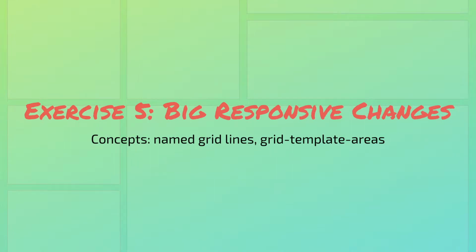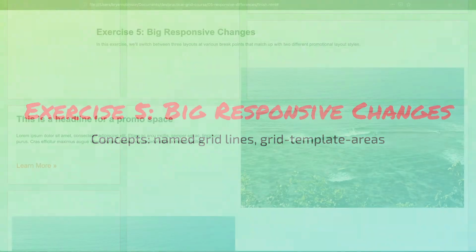Next up, in exercise 5, we're going to be taking a look at 2 new properties in CSS that are really powerful for enacting big changes in our layouts depending on various things. In this case, we're going to be doing big changes responsively at various breakpoints. We're going to take basically 2 different design patterns and pair them together and write as little CSS as possible to go between those. And the 2 properties we're going to be using are named grid lines and grid template areas. So let's go ahead and dig in and take a look at what this looks like in production.